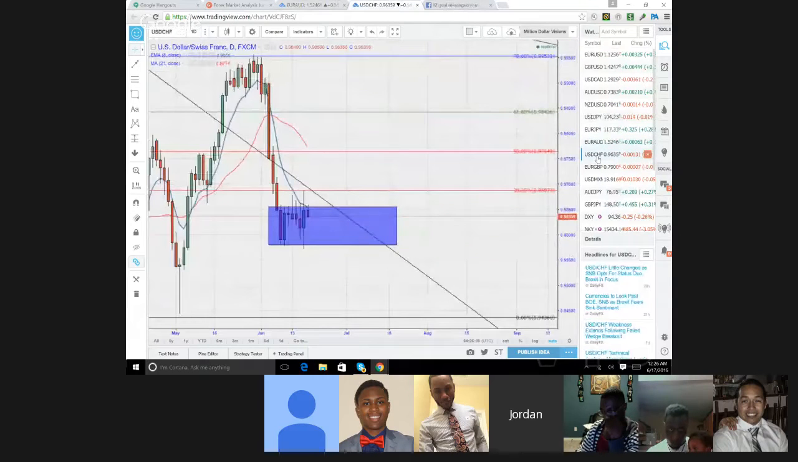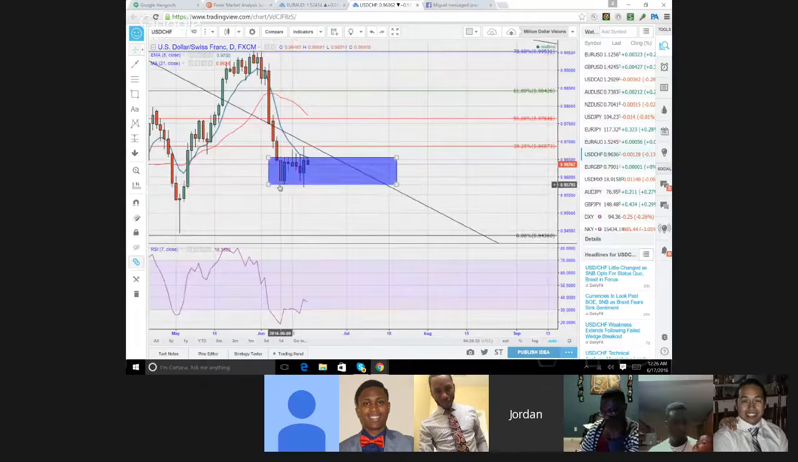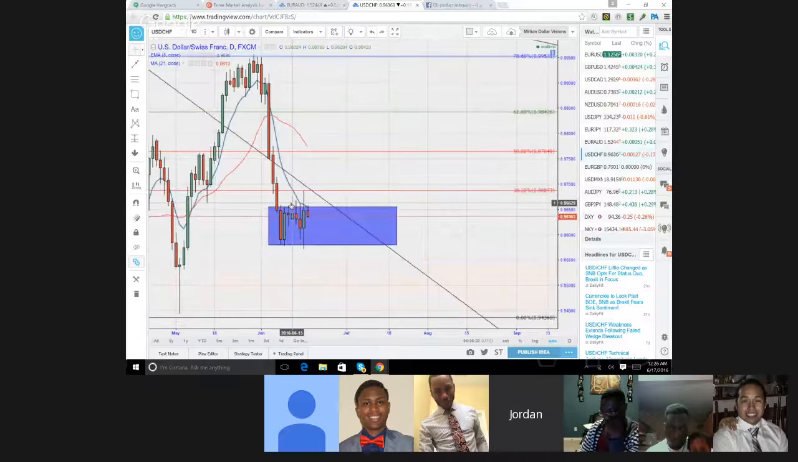Next pair we're looking at is dollar Swiss. As you can see, price is still in this consolidation zone. We had a double bottom formed yesterday, a double bottom with divergence. If any of y'all are familiar with divergence, you see it in the oscillator. I think I caught about 80 pips on dollar Swiss today as well on the rise.